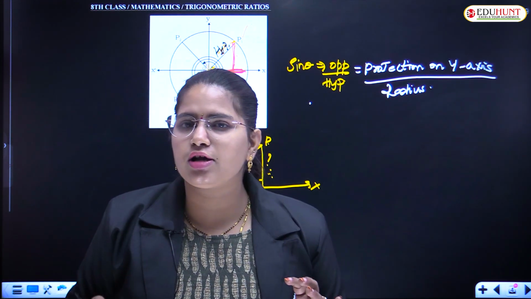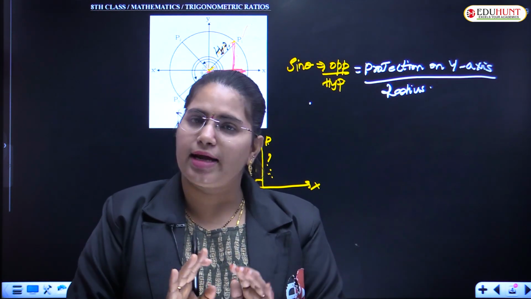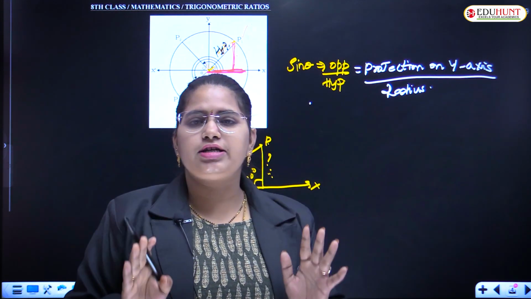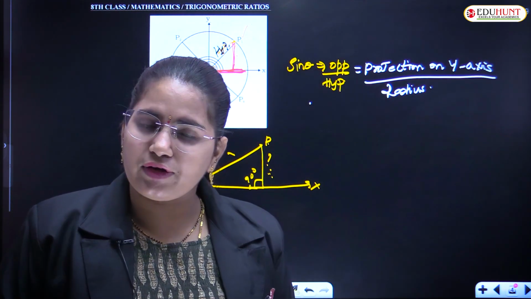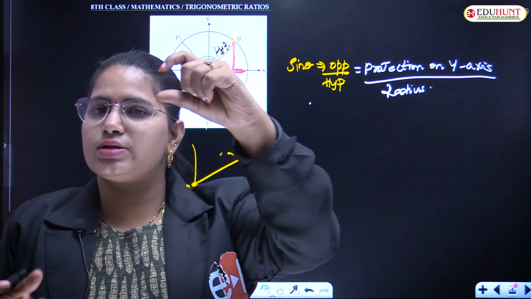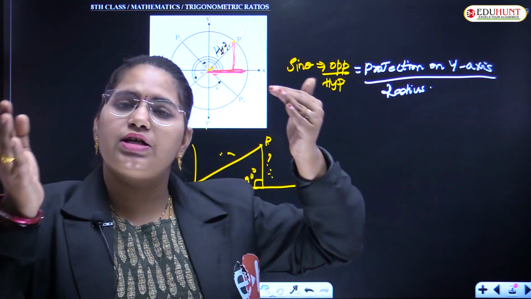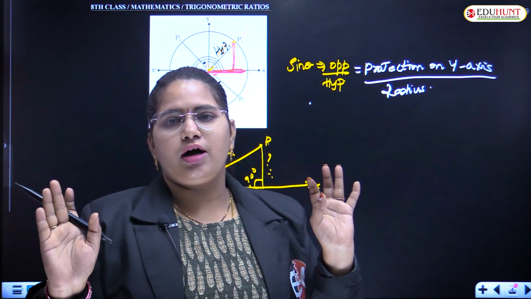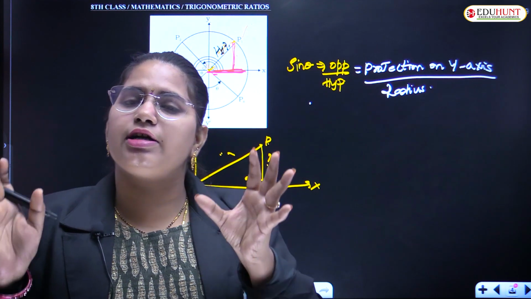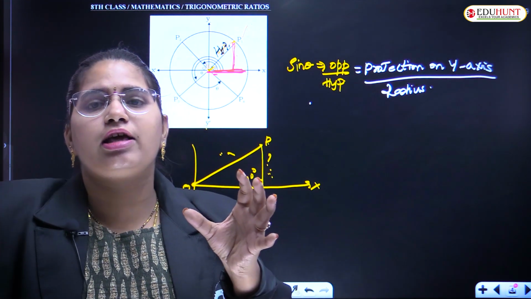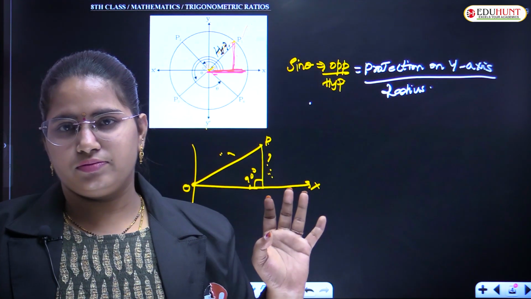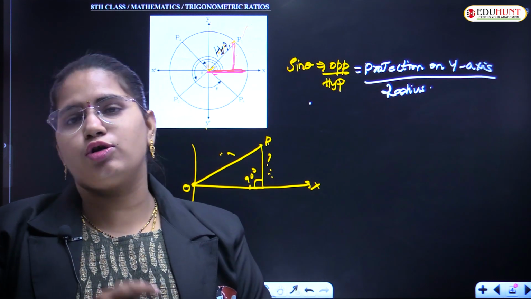Are you a little confused? Just wait a moment. For sin theta in a normal right angle triangle, I have explained it as opposite upon hypotenuse. If I want to explain the definition of sin theta in the circular figure, what do I do?